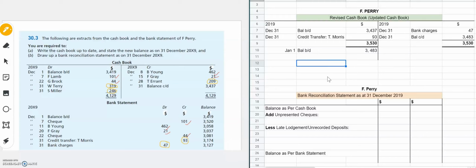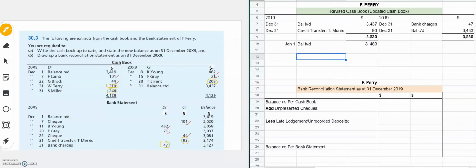To prepare the bank reconciliation statement, we basically make adjustments for the information that was in the cash book, but it was not in our bank statement. So the items that were in the cash book and not in our bank statement were the items that we did not tick, which are 319, 246, 209.